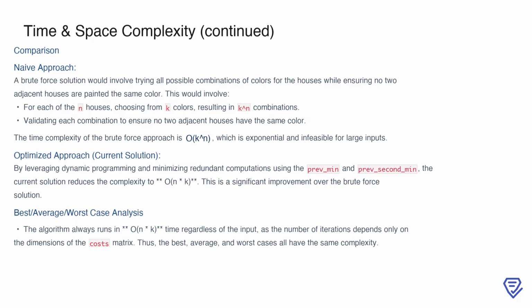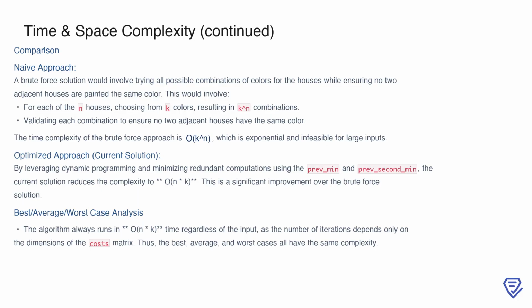By contrast, the optimized solution leverages dynamic programming and minimizes redundant computations by tracking only the minimum and second minimum costs. This reduces the complexity to O(N * k), a dramatic improvement over the naive approach. Moreover, the algorithm's time complexity remains consistent, as it only depends on the dimensions of the costs matrix and not on the specific values within it.